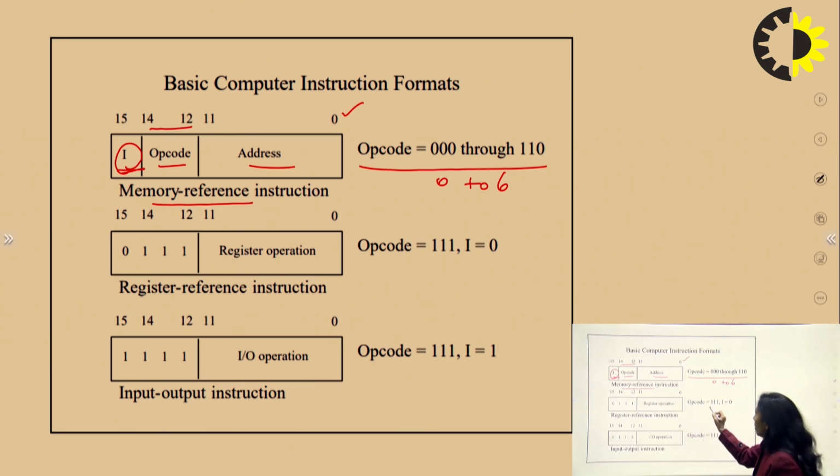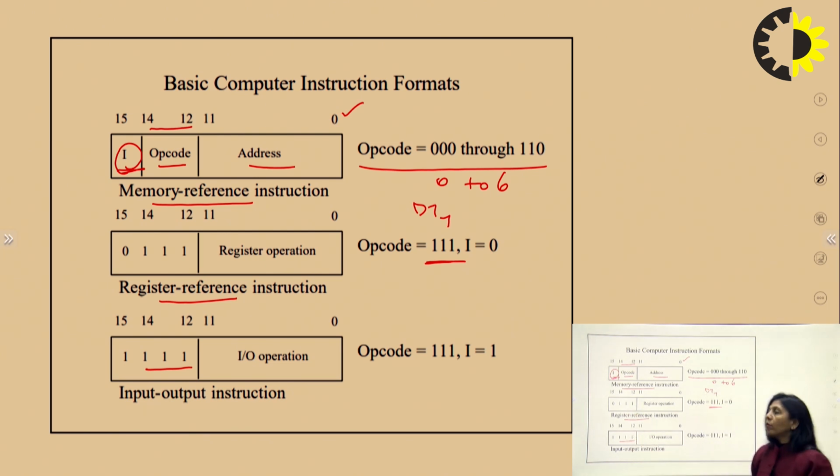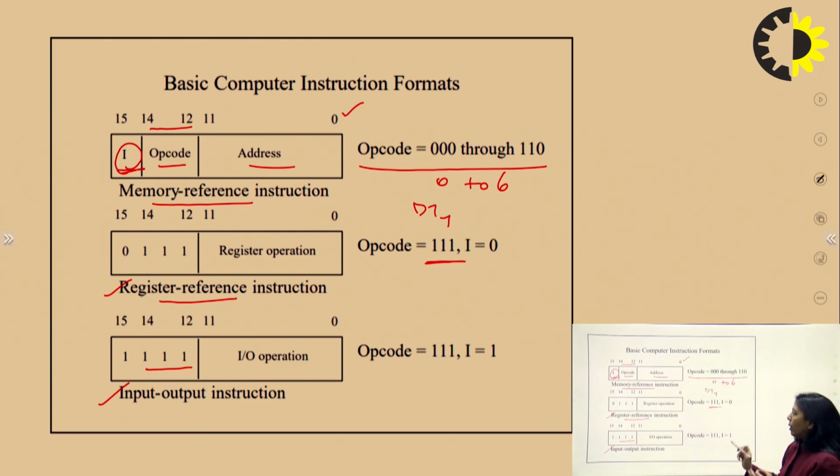And once the opcode is 7, that is the decoder 7, D7, then we can say that it may be register reference or it may be input-output instruction. See, here also bits 12 to 14 are 111 and here also 12 to 14 are 111, that is 7. Now, how are we going to identify whether it is register referencing or it's pointing to the peripherals? This can be seen by the last bit.